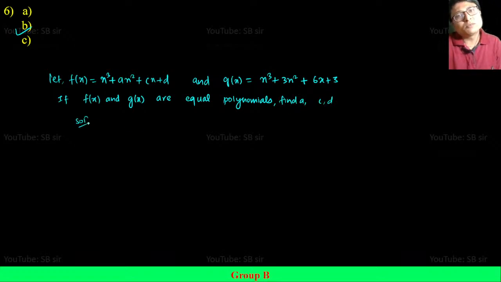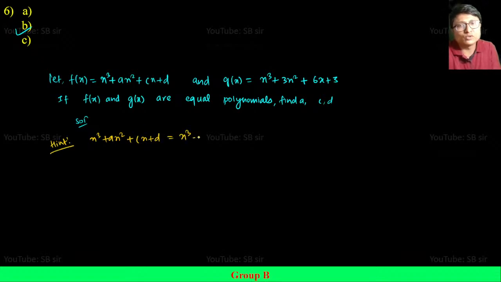So f(x) is given, g(x) is given. What you have to do, just compare the corresponding coefficients. Two polynomials are given, compare the corresponding coefficients, and you will get the value of a, b, c, whatever it might be given there. Do I need to give the hint here? I don't think so, but you might feel that I must discuss here. So x cube plus ax square plus cx plus d, this is given here, just the hint, not the proper solution of this question. X cube plus ax square plus cx plus d is equals to x cube plus 3x square plus 6x plus 3.